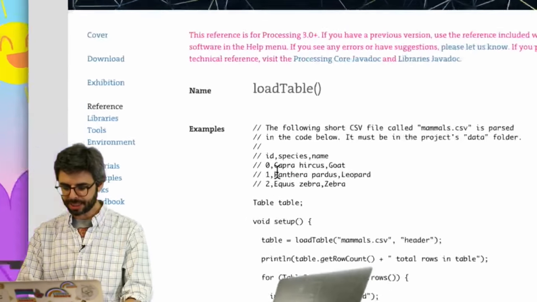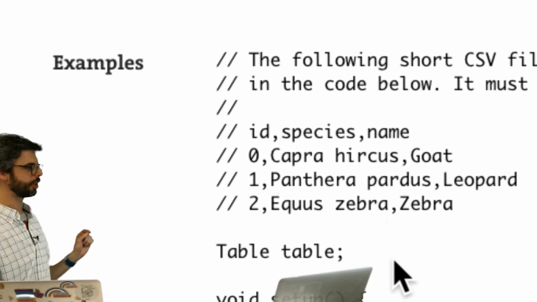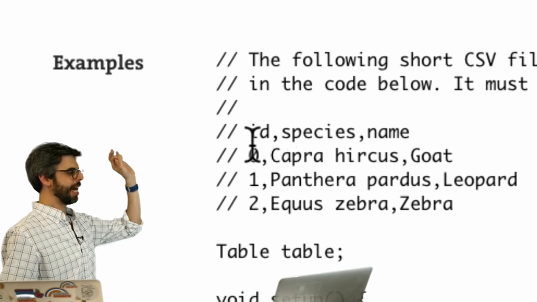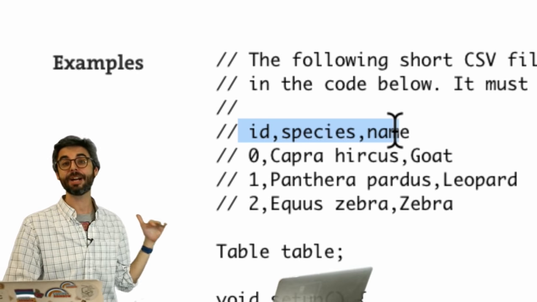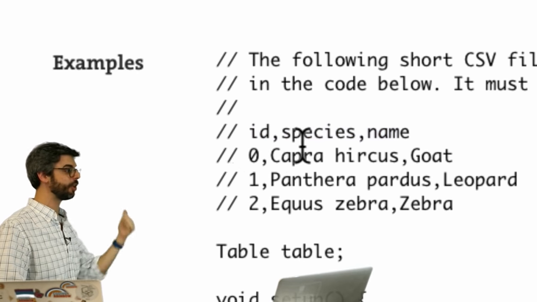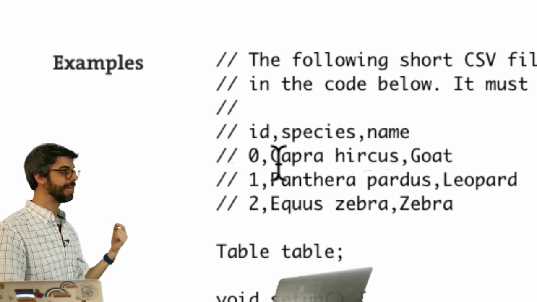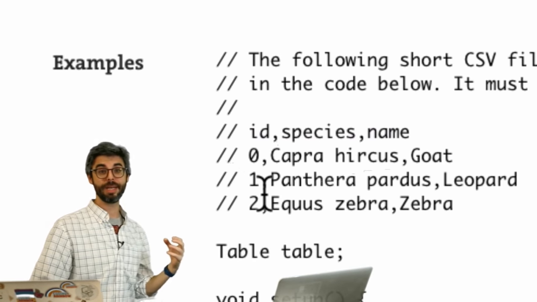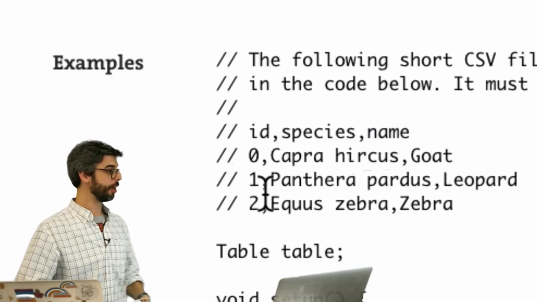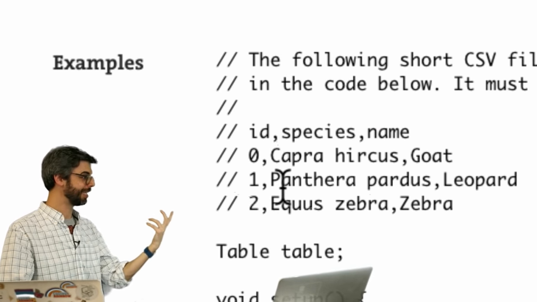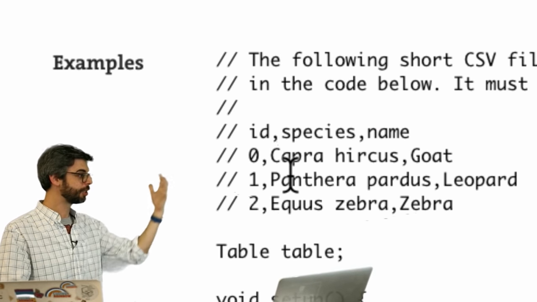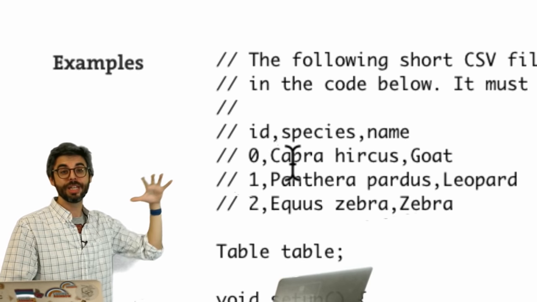So this is what comma separated data looks like. It often has a text file that has a first row, which is header information. So an ID followed by a species followed by a name. And then each of the next rows would be rows of data. So there's a goat with an ID of 0, a leopard with an ID of 1, a zebra with an ID of 2. So this is the kind of data.